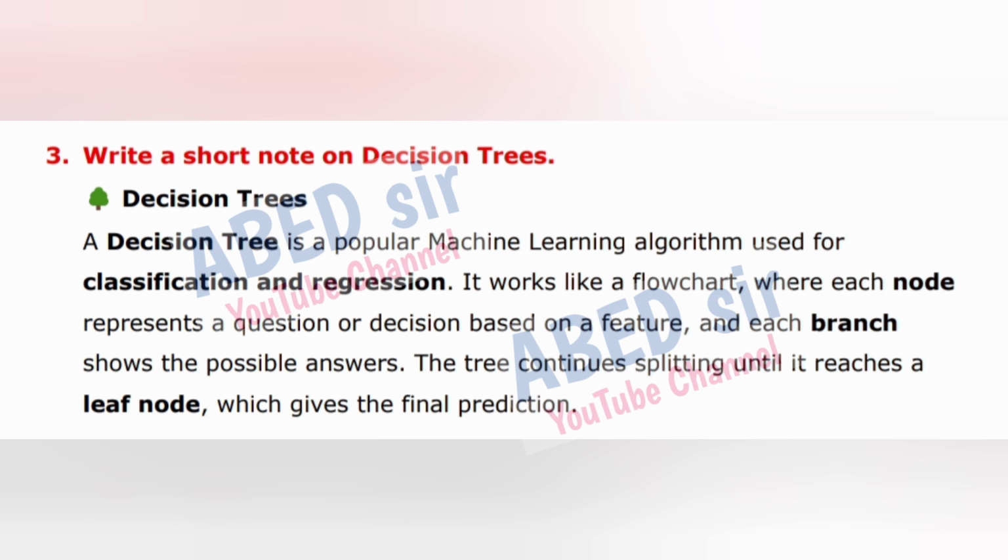Next important short question is 3. Write a short note on decision trees. A decision tree is a popular machine learning algorithm used for classification and regression. It works like a flowchart, where each node represents a question or decision based on a feature, and each branch shows the possible answers. The tree continues splitting until it reaches a leaf node, which gives the final prediction.